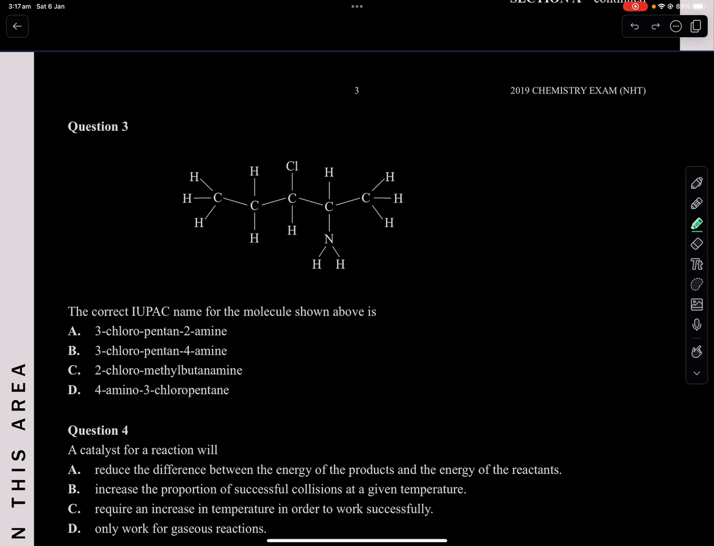So it will be this part over here. This will be your 1. This is a 2. So at 2, we hit the amine group. 3, 4, and 5. Now, when we're writing, what is the highest priority functional group? You should know that amine groups have a higher priority than chlorine.